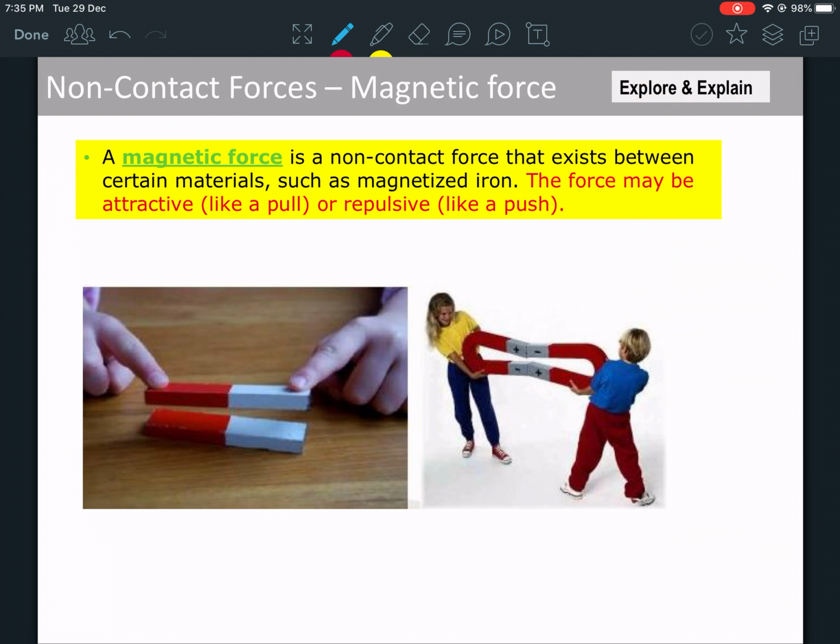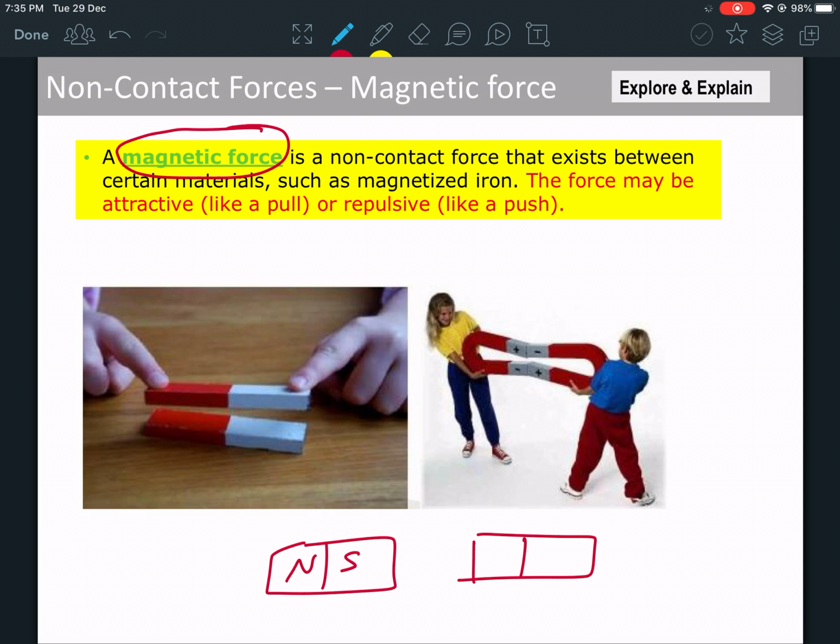Also, an example of a non-contact force is magnetic forces. Magnets have north and south. This is another bar magnet, let's say it has north and south. If you bring the south to the south here, they will repel each other from a distance. They don't have to touch each other to exert a force towards each other. That makes magnets a non-contact force. It doesn't require the magnets to be touching in order to exert a force upon each other.